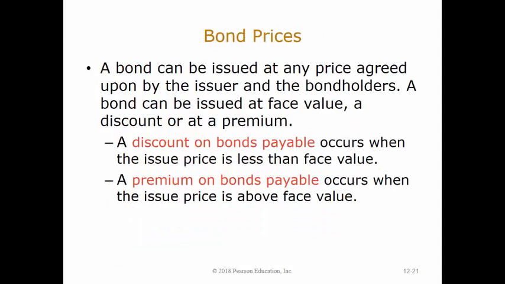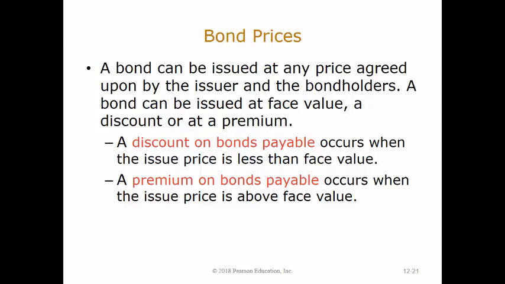A bond can be issued at any price agreed upon by the issuer and the bondholders. A bond can be issued at any of the following: face value, which occurs when a bond is issued for its face value, for example, a $1,000 bond issued for $1,000. Discount: a discount on bonds payable occurs when the issue price is less than face value. For example, a $1,000 bond issued for $980, the discount is $20. A premium is when a bond payable is issued at a price above face value. For example, a $1,000 bond issued for $1,015, the premium is $15.